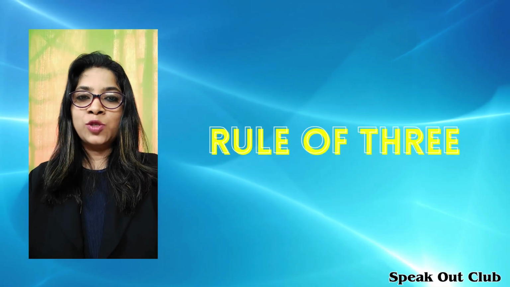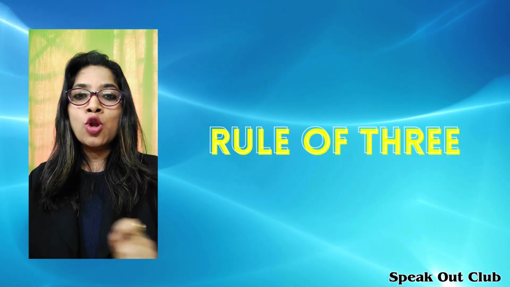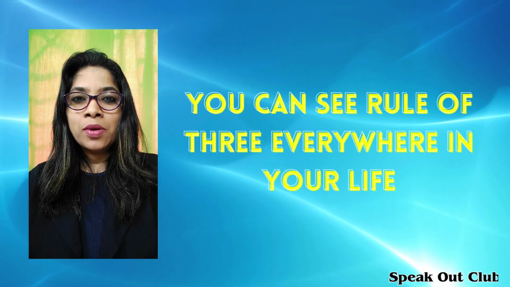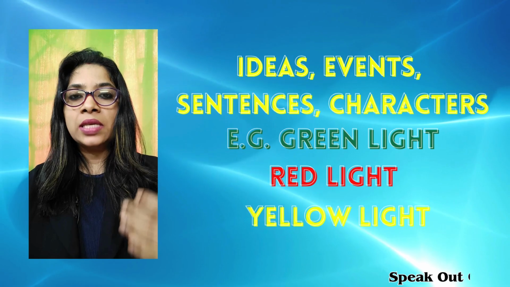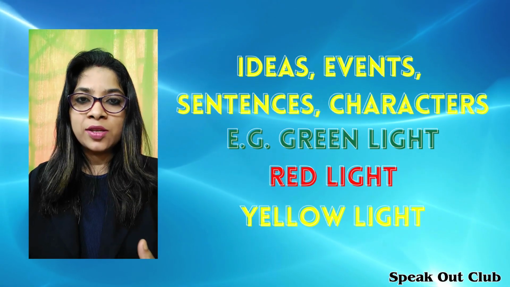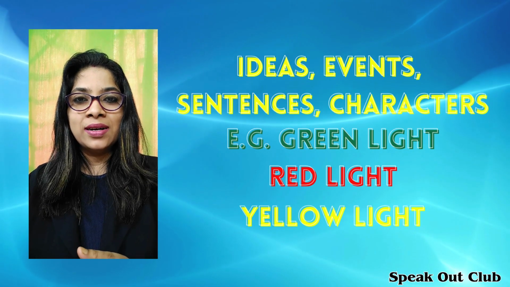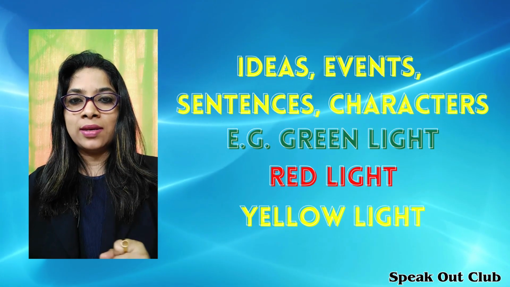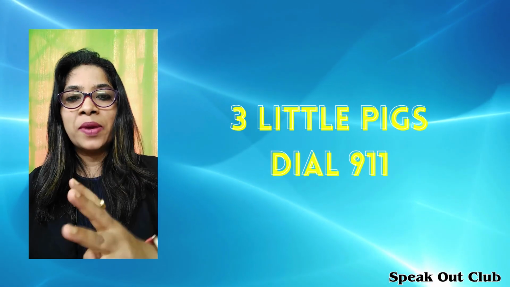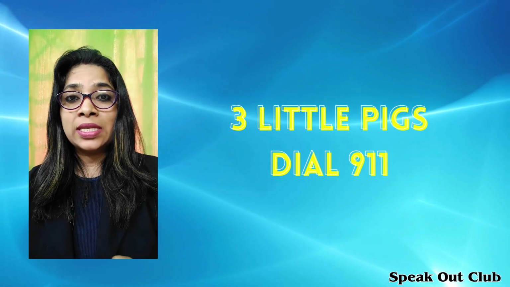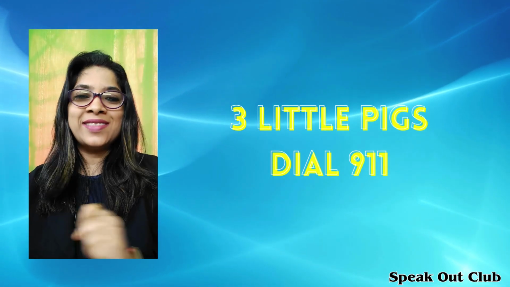Rule of three. Yes, today we are going to talk about the rule of three. You can see the rule of three everywhere in your life, in ideas, events, sentences, characters. For example, green light, red light, yellow light. Ready, steady, go. Or in a story like Three Little Pigs. In case of emergency, dial 911. This is nothing but the rule of three.